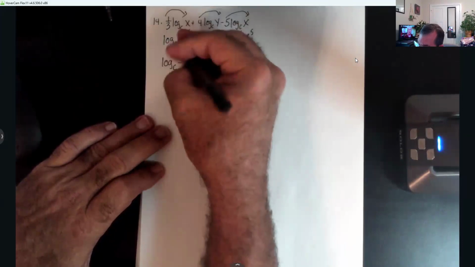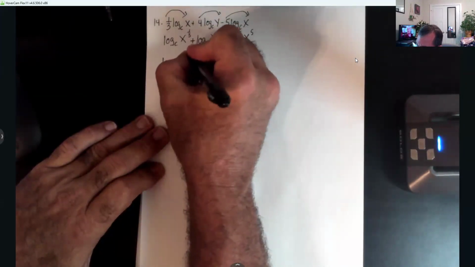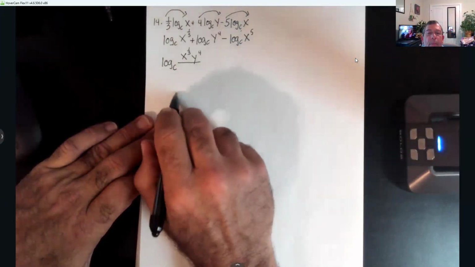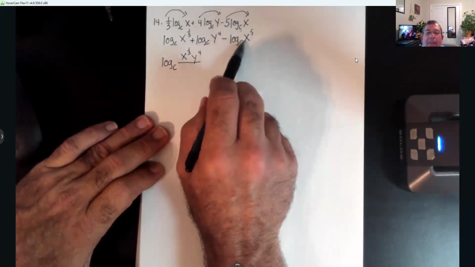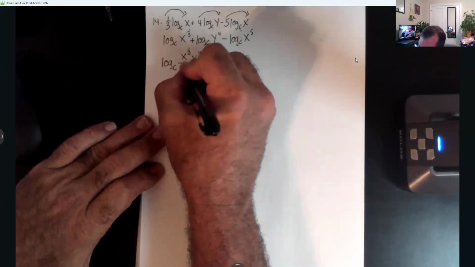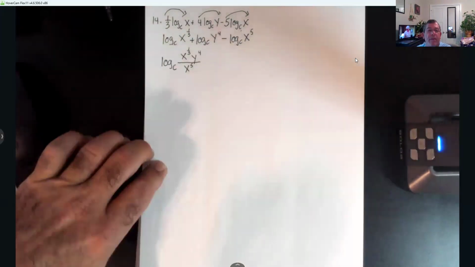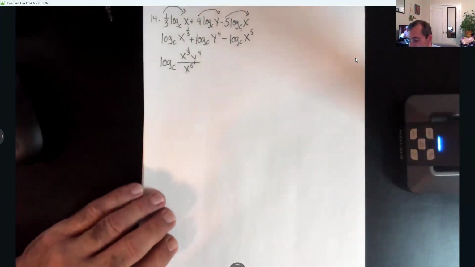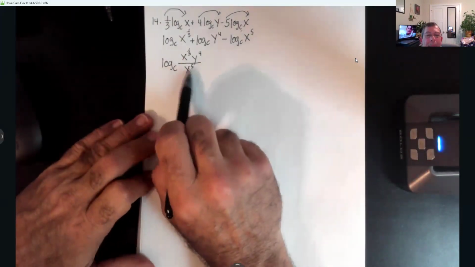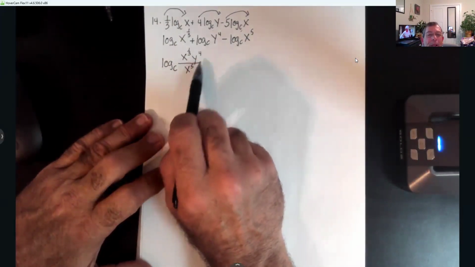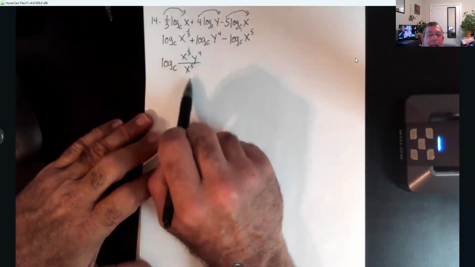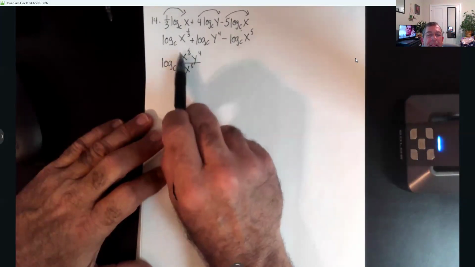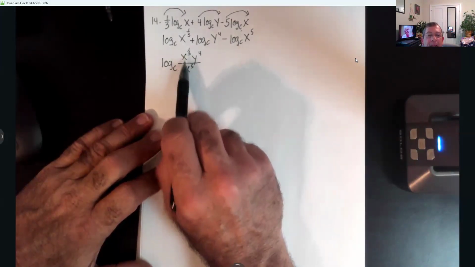On top, I got the x to the 1/3 times the y to the 4th. The only factor being subtracted is on the bottom, which will be the x to the 5th. Now, y'all, here's the thing on this one. Although we're almost done, what's stopping me is I got an x on top and an x on bottom. We got to try to simplify these x's.